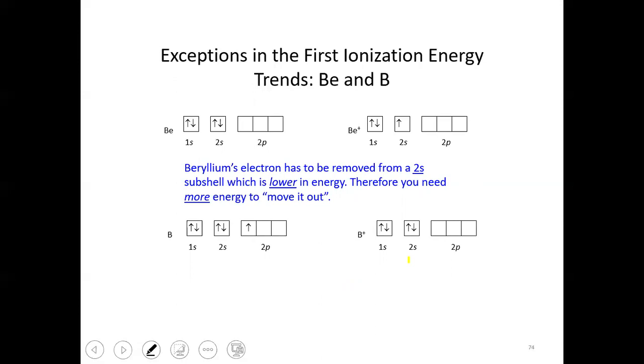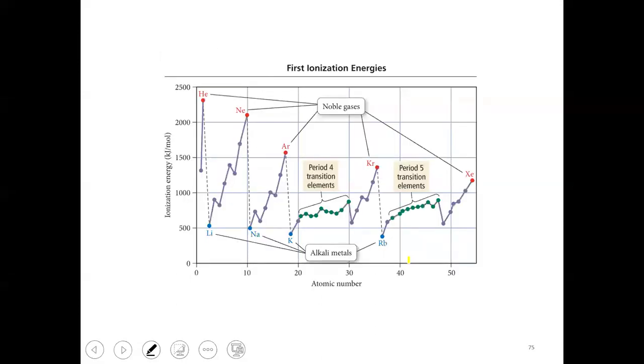Boron, on the other hand, has that filled 1s and that filled 2s subshell, and its one electron is all by itself in a 2p subshell. So it makes sense that taking that out will give us, I'm sorry, what happened here?